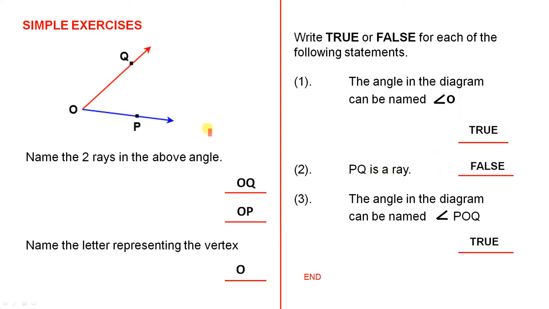PQ is a ray, false. PQ is from there to there, so that's not a ray. And the angle in the diagram can be named angle POQ, which is POQ, using the symbol, and that is true.